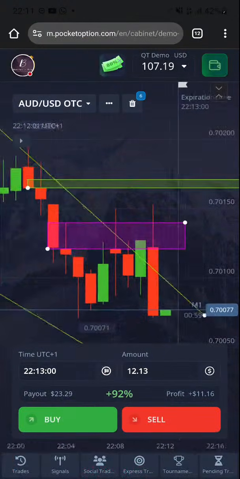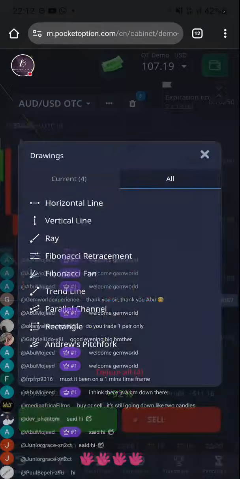Okay, the sellers are pushing down now. I can't take any trade here. I don't have any opportunity here yet.